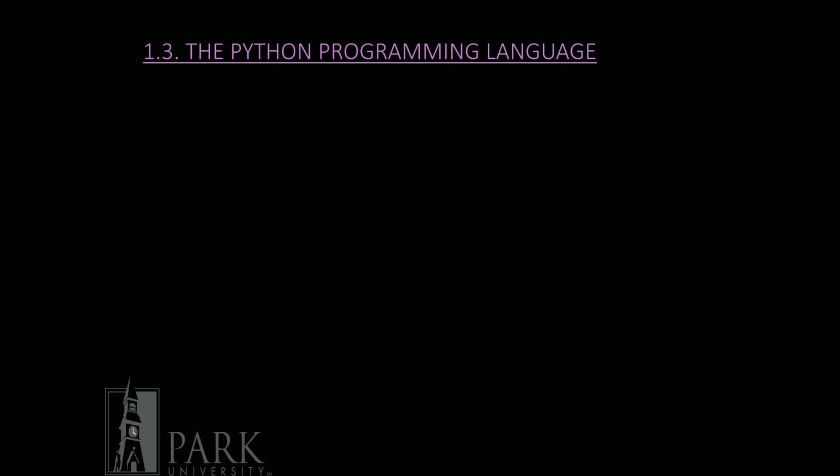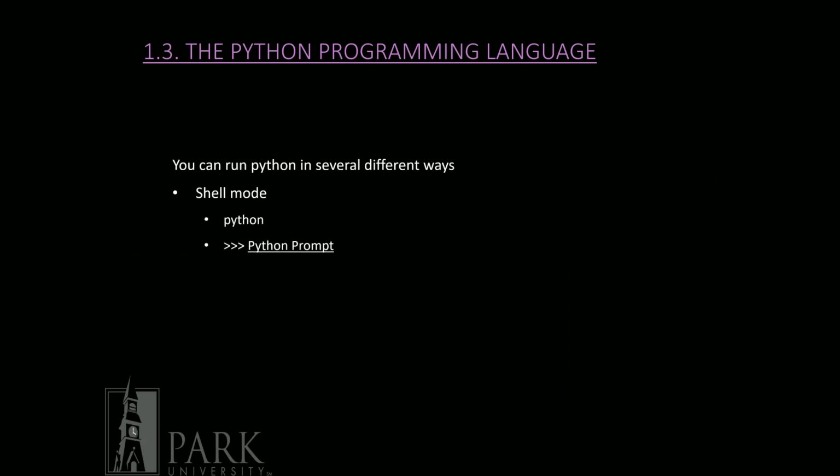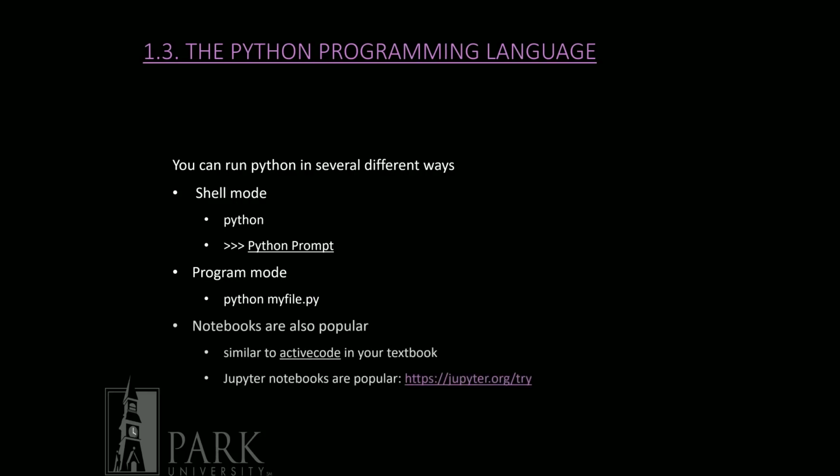When it comes to actually running a Python program, we can do it in several ways. We can either do it in shell mode, which we run from the Python prompt. We can do it in program mode, where we're actually executing a file. Or we can also use notebooks, which are really great ways of running Python in little snippets. And so I'm going to show you some examples of all of that.